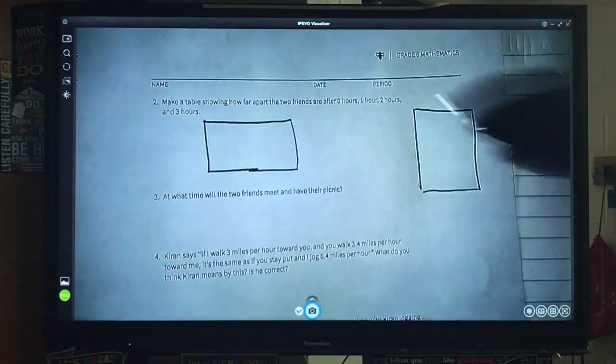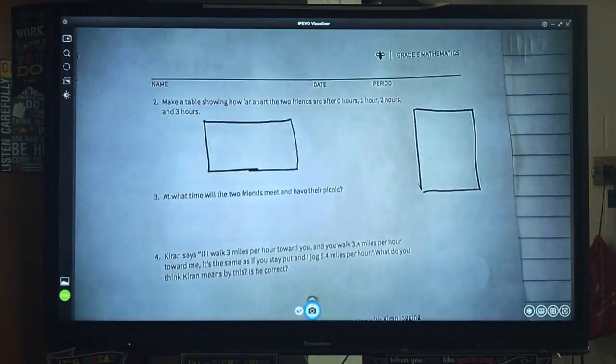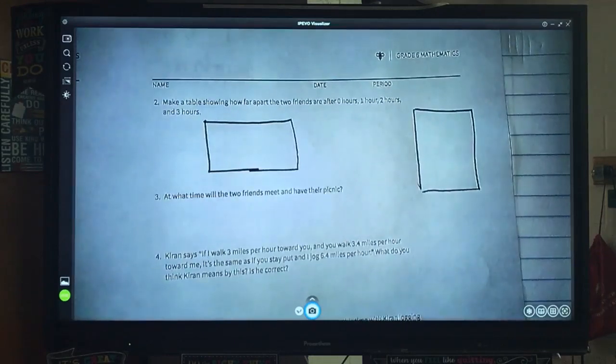All right, then you're doing 3, 4, and 5. If you get stuck, do your best to work together to figure this out. Some of this is going to be super easy. Some of this is not. It's going to make you think a little bit.